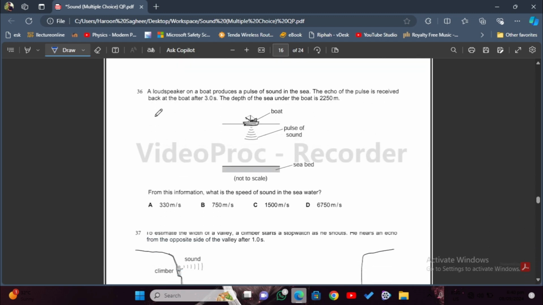Now question number 36. We have already done this, but the distance and time are different. So we are going to use the same formula, 2d over t, plug in the values and find the answer. What do we have to find? We have to find the speed. So it's going to be 2 times 2250 divided by 3. What is the speed of sound in the sea water? The speed is calculated when the sound pulse is reflected and then received at the boat.